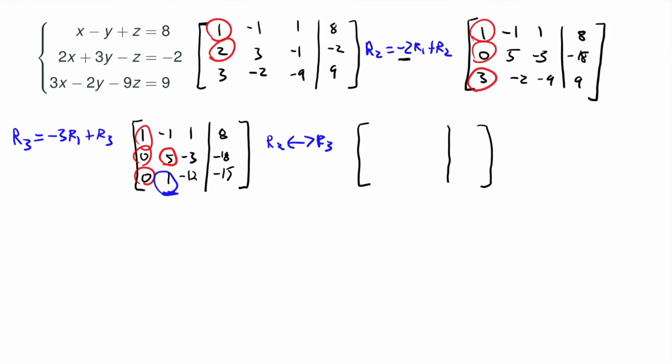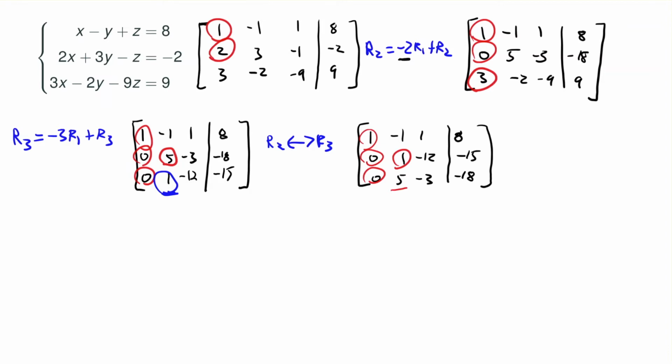So row 1 doesn't change, so I'm just going to keep it 1, -1, 1, 8. Now row 3, entire row 3 will be row 2. So I'm going to bring that up, entire row 3, like this. And 0, 5, -3, -18, like this. Okay. So we have 1, 0, 0, and 1. Now we have to make this 5, 0.